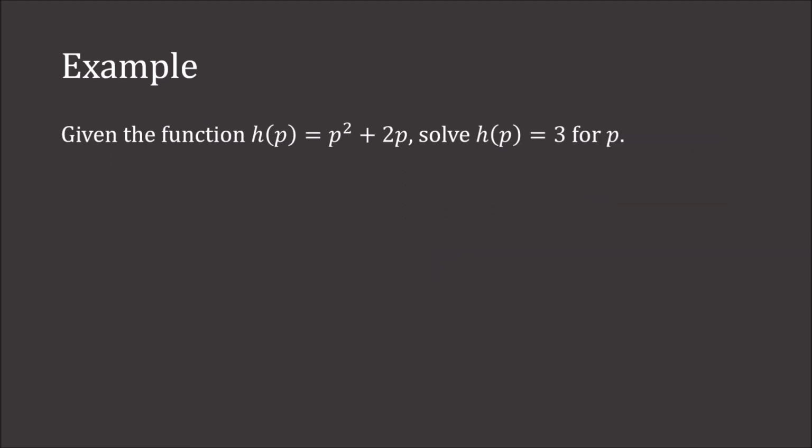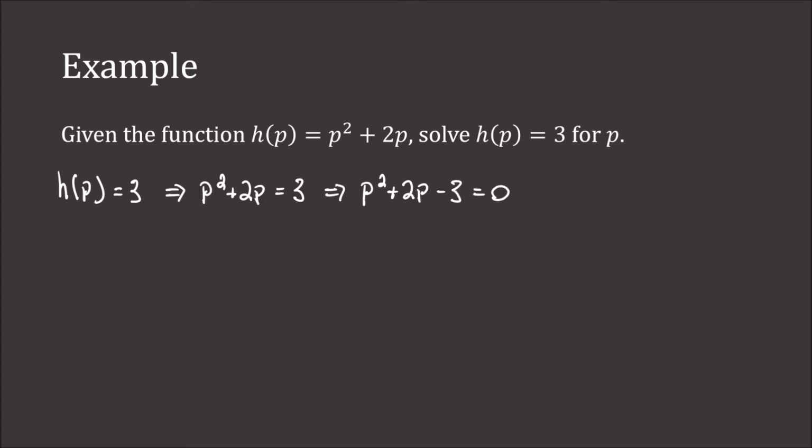Now we're given the function h of p equals p squared plus 2p. We want to solve h of p equals 3 for p. So if h of p equals 3, this means that p squared plus 2p is equal to 3. And you should remember from algebra that to solve a quadratic, we want to set it equal to 0. So this is p squared plus 2p minus 3 is equal to 0.